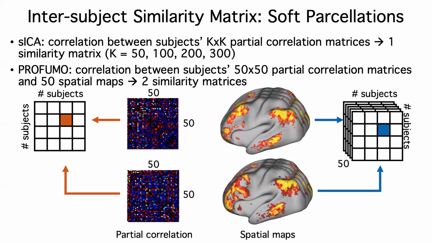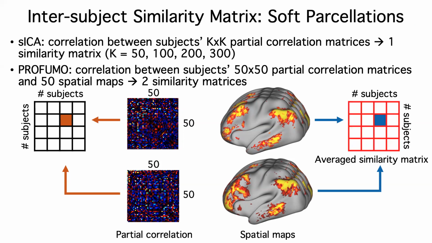Therefore, we correlate spatial maps for each pair of subjects and end up with 50 inter-subject similarity matrices. We then average them to obtain a single similarity matrix. In this way, we have 2 similarity matrices for ProFUMO. We then use multi-kernel regression for behavior prediction.